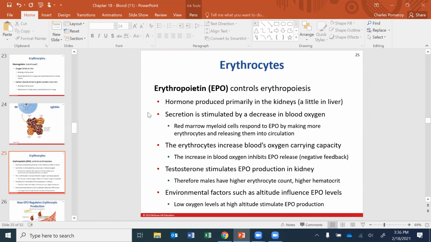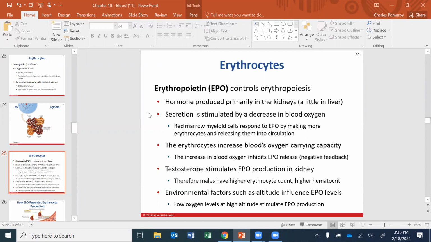The trigger is low oxygen in the blood. We call it hypoxemia. So as the blood's going into your kidneys to be filtered, your kidneys are checking the oxygen content. And if they notice the oxygen content is low, then they will release EPO, and it's going to go to your bone marrow, and it's going to stimulate red blood cell production. So this is another hormone that you need to know for the first test. It's not going to be on the quiz or anything, but it's going to be on the test.